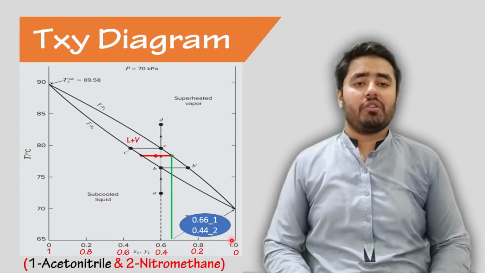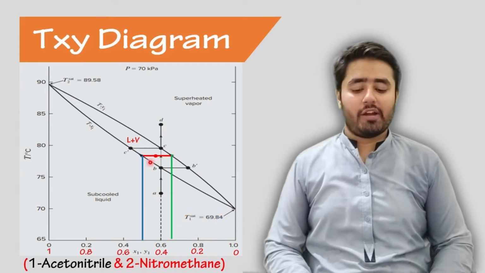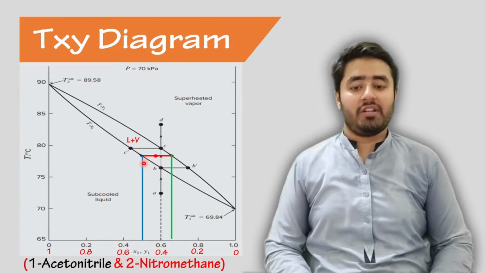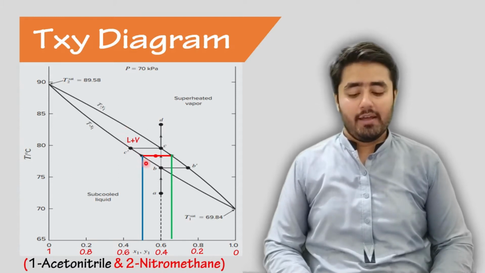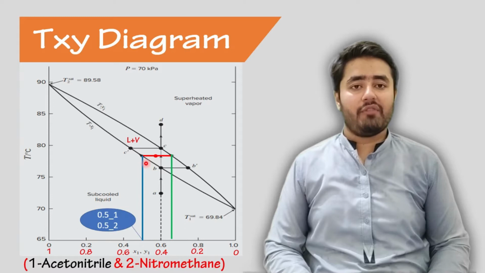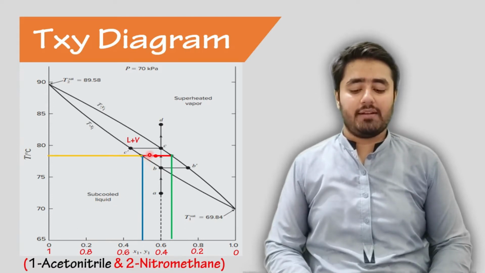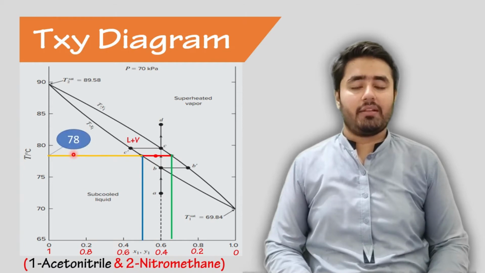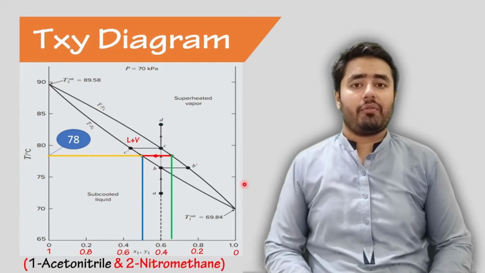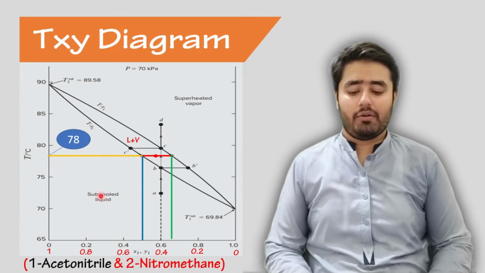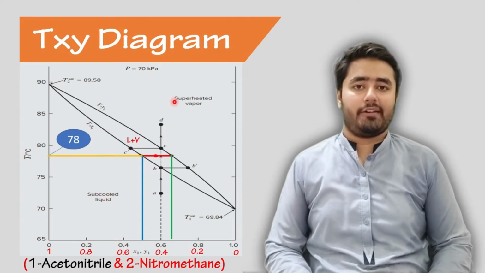For the liquid phase composition, I will draw another perpendicular line from the tie line which will originate from the saturated liquid line. So the composition will be 0.5 and 0.5 for both components. And for the temperature, I will extend the tie line and this will represent a temperature of 78 degrees Celsius. So you can calculate this type of data at any point here, here or here. So you can practice it.